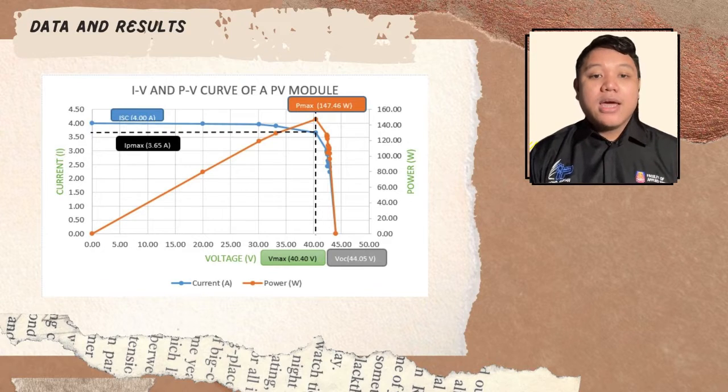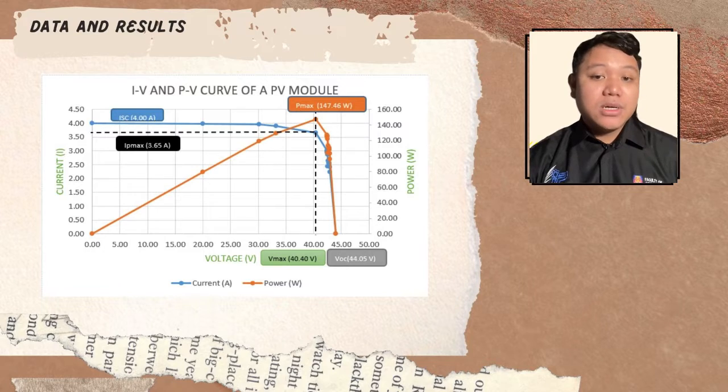From the data, we found that the value of maximum power is 147.4, short circuit current 4.0, voltage at maximum power 147.46.